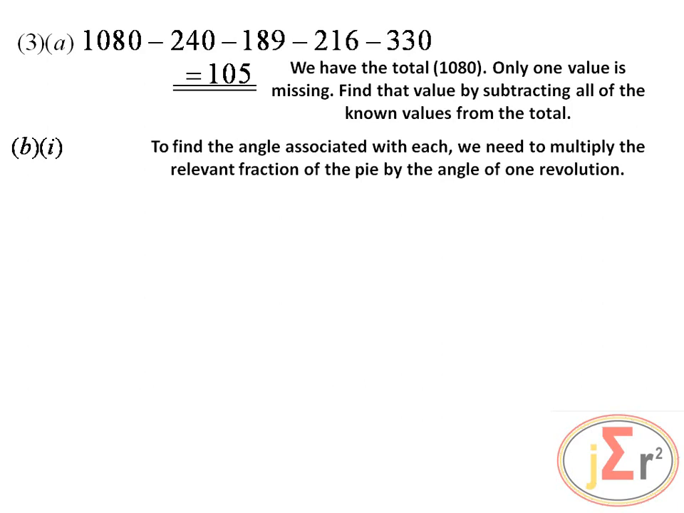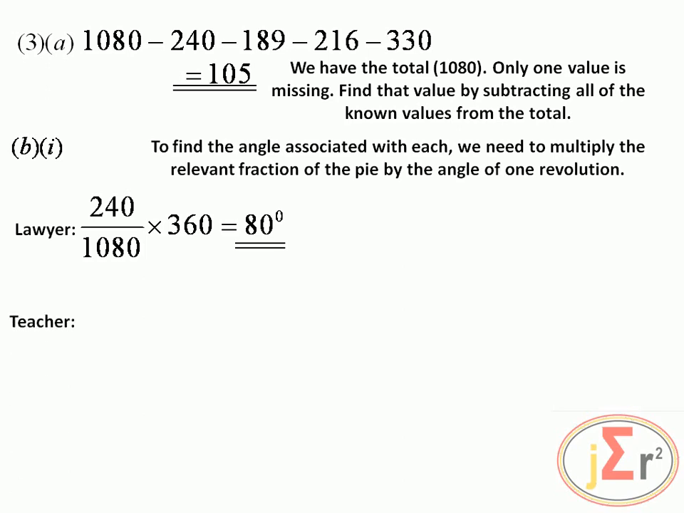Now, the fraction associated with each will be the number of each divided by the total. Like we have for a lawyer, we have 240 interested in becoming a lawyer. We divide that by the total of 1,080 and we multiply the result by 360 and we get 80 degrees. We have how many interested in becoming a teacher? 189. So we do 189 divided by 1,080 and we multiply that result by 360.